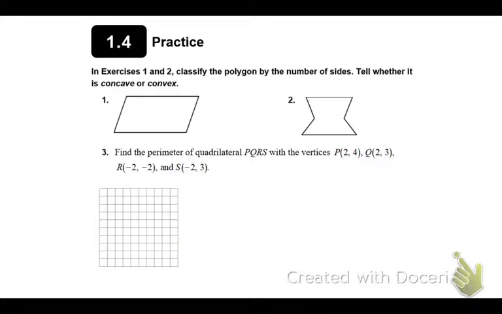Number 1, it says classify the polygon by the number of sides. How many sides does it have? Which makes it a quadrilateral. Quadrilateral is also convex or concave. Basically, if any of the sides come towards the center, it makes it concave, because it would cave in towards the center. Convex means none of them would. So in number 1, is it convex or concave? Convex.